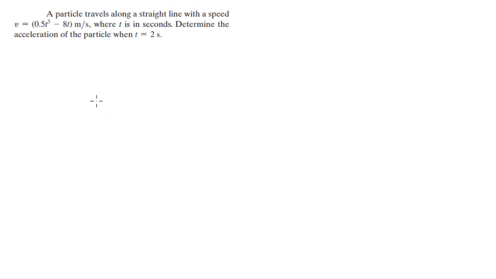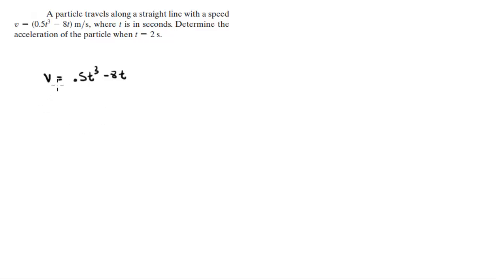Alright guys, let's do this problem where they tell you a particle travels along a straight line with a speed of v equal to 0.5 t cubed minus 8t, where t is in seconds. Find the acceleration of the particle when t is equal to 2 seconds.